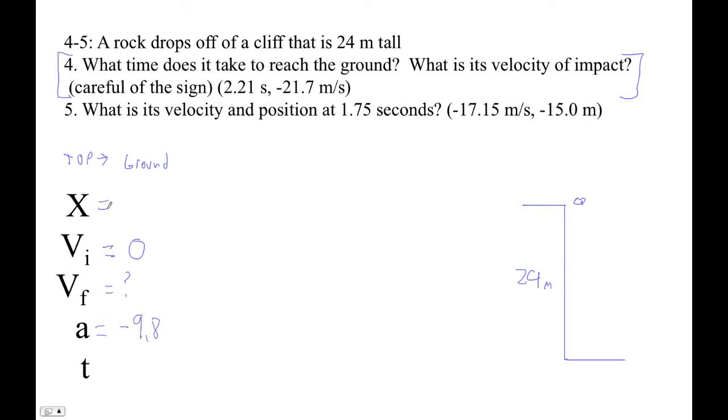Our displacement is, and be careful, right? We start here, we go down to there, right? So it's actually negative 24. That's a negative sign, a big fat negative sign. It's negative because we start here and we go down. And then, final velocity. I'm going to use the formula with no t for that.